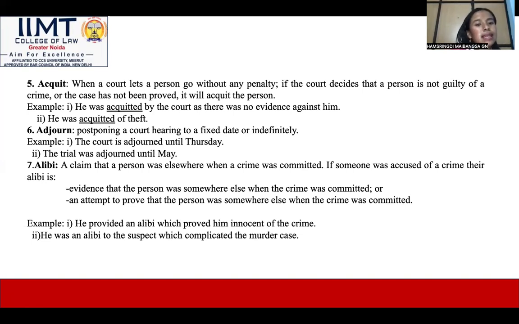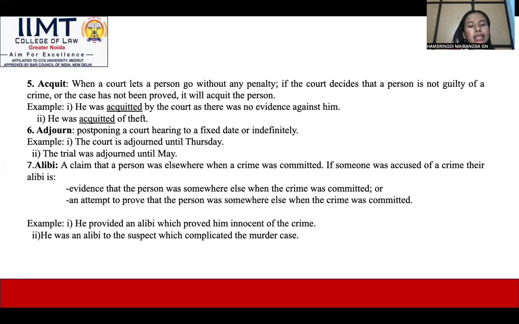It can be used in a sentence such as the court is adjourned till Thursday or the trial was adjourned until May. Since it is a verb, in the sentences, the word has been used in its past form.